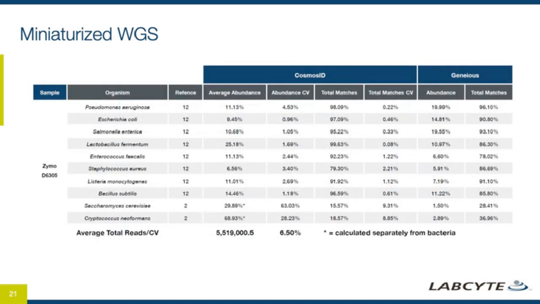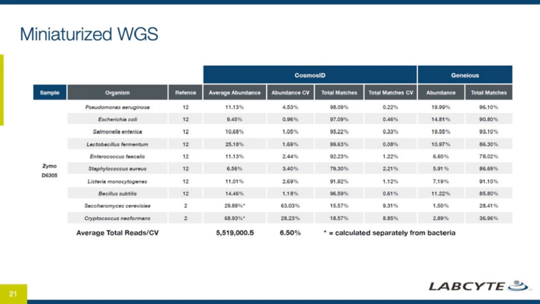So taking this data and moving it into CosmosID, here you'll see on this chart that on the left-hand side, the reference is what is given by the manufacturer, and for CosmosID, we were able to average all 4 replicates in, as well as the CVs for those. What you'll see in the total matches column is how much of the reference genome is being covered by the reads that we generated, as well as the CV of that. On the far right, you'll see the Geneious alignments that were run on my laptop.